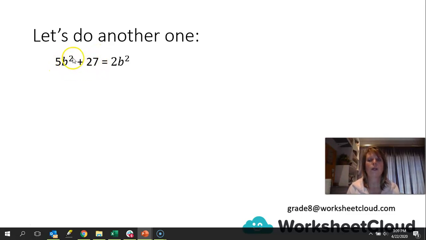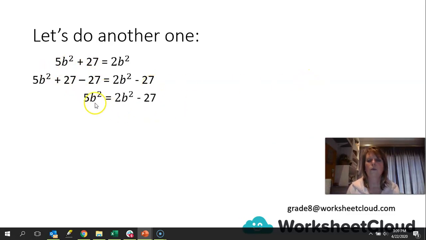Whereas with 5b squared, we want to find out what the value of that b actually is, and that is the same value as in the 2b squared. So let's work this out. We're going to try and take away that 27 on this side. So if we take away the 27 on that side, we've got to do the same to this side. That will give me 5b squared on the left-hand side of the equation, with 2b squared on the right-hand side minus the 27.